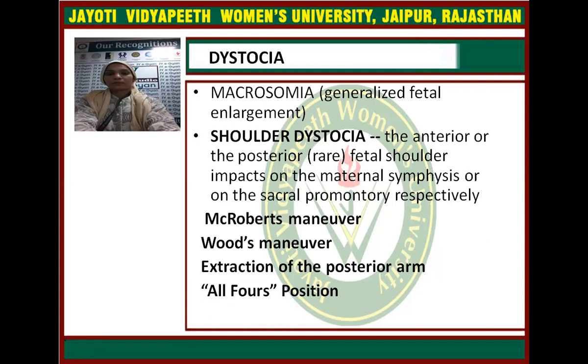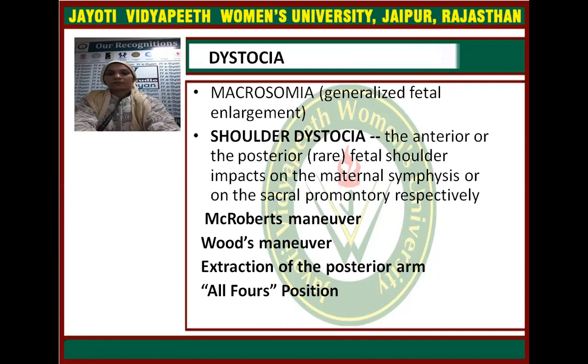In Woods maneuver, general anesthesia is given and the posterior shoulder of the fetus is rotated to the anterior position in a corkscrew type movement. It should be rotated by 180 degrees. This is done by inserting two fingers in the posterior side of the vagina. Simultaneous suprapubic pressure should be applied, and this pushes the biacromial diameter from the anteroposterior diameter to the oblique diameter, so that the shoulder can come out of the pelvis.